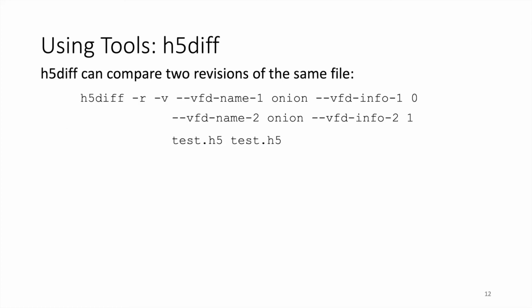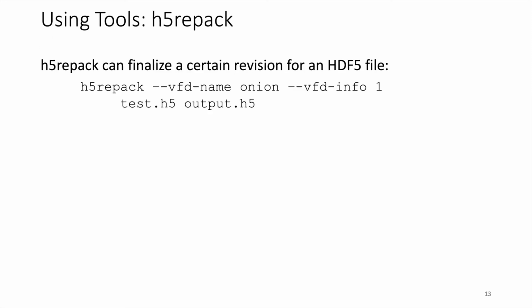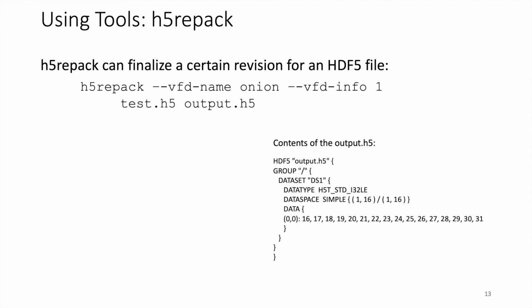h5diff can compare two revisions of the same file and show differences between them. From the fourth column, you can see the difference of the data values is 16. Another useful tool is h5repack. It can finalize certain revisions for an HDF5 file. You can see the data values are different from the original file here.